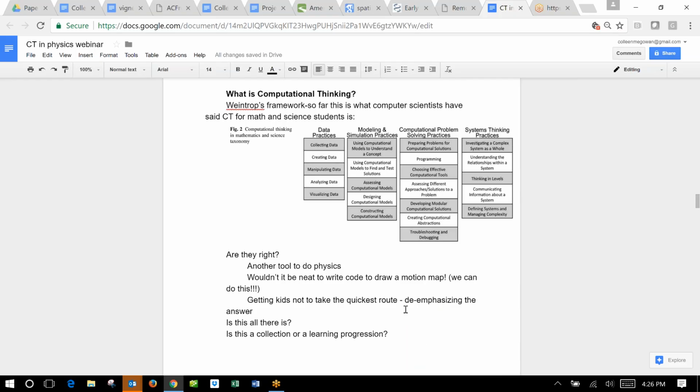Then maybe they'll have a different idea about what physics activity is. So getting back to our list up here: data practices, modeling and simulation practices, computational problem solving, and systems thinking practices. Anyone have any other thoughts about this list? Is it complete? Is there stuff there that doesn't belong there? Does it suggest any way of thinking?